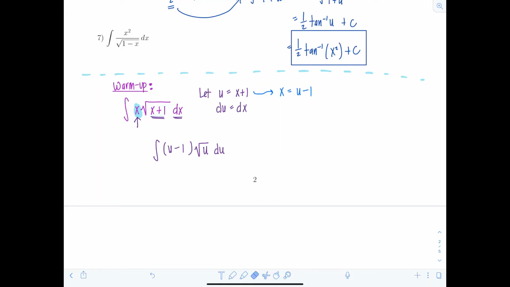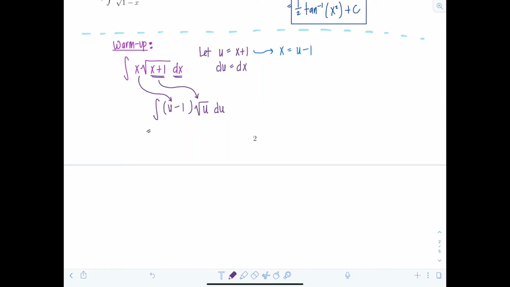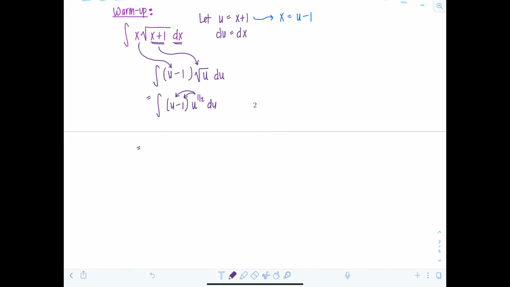Now look and compare. I want you to see what beautiful thing just happened here. What's underneath the radical? Well, I switched it from x plus 1, now it's just u. And then what's not underneath the radical? Well, it was x, and now it's u minus 1. But I'm so happy because I can rewrite this now. This is integral u minus 1 times u to the 1/2 du, and now I can distribute this inside, right? Since there's no radical around u minus 1. Okay, so I have u times u to the 1/2, so that's going to be u to the 3/2 minus u to the 1/2 du.